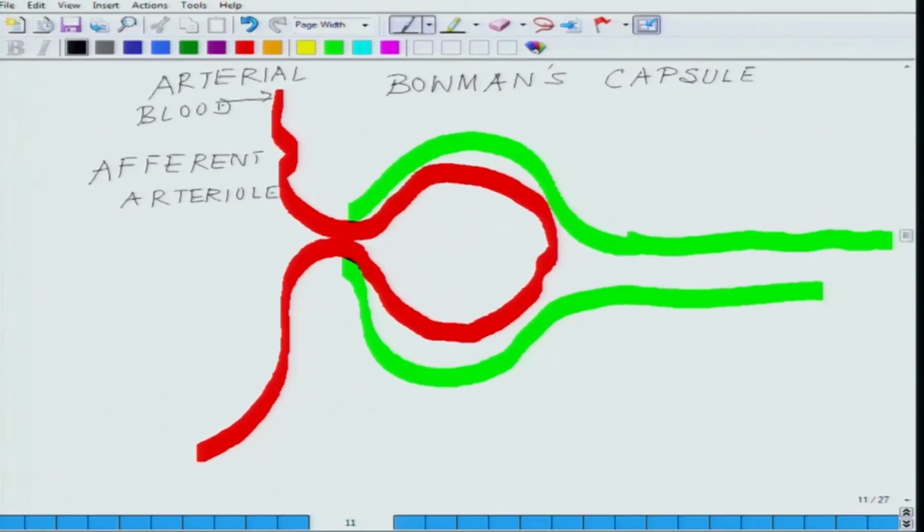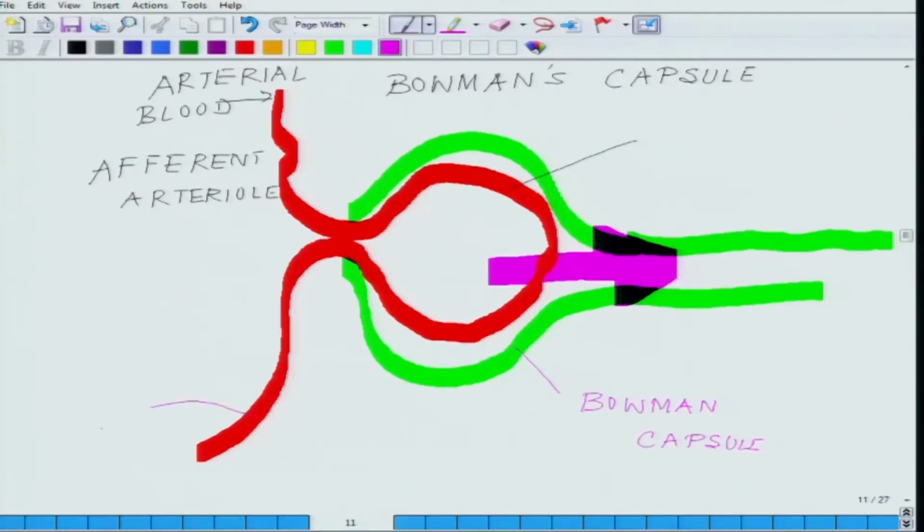Okay, and you have the glomerulus membrane here, and what is essentially coming out is the glomerular filtrate, and you have the Bowman capsule. So here you have the Bowman capsule. These are efferent arteriole. Okay, and this is your glomerulus, and this is the glomerular filtrate.